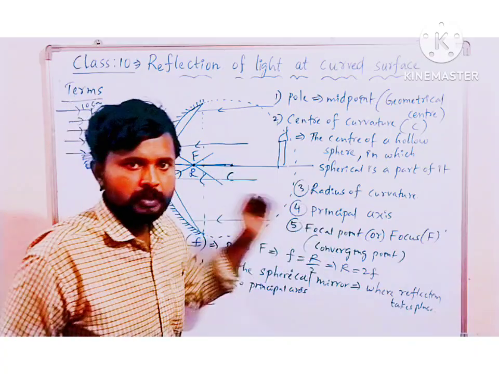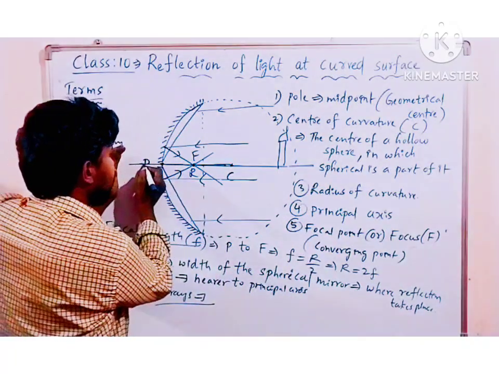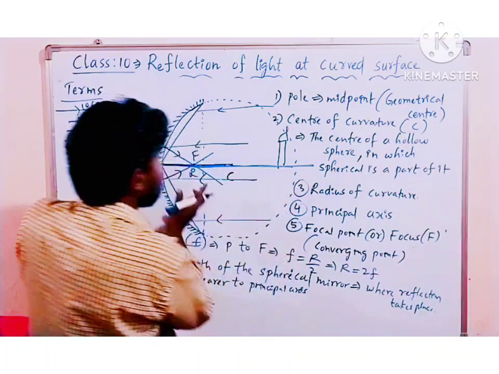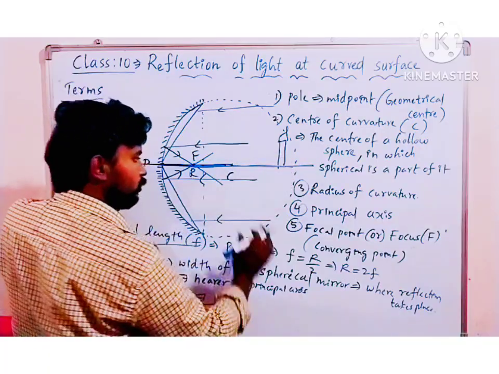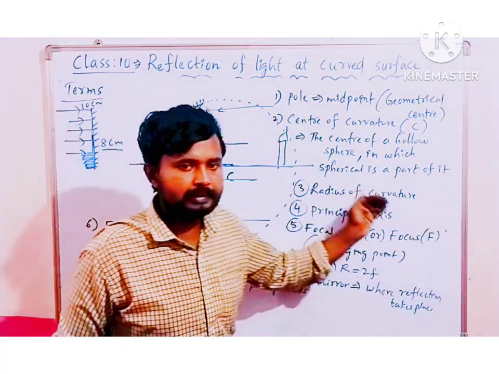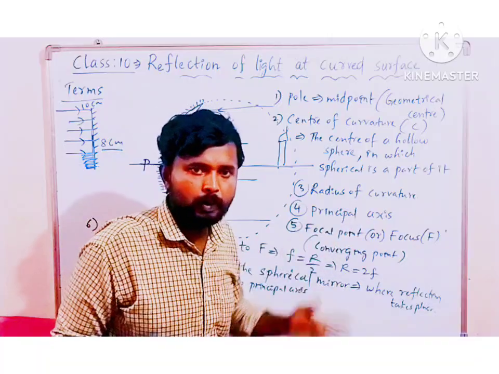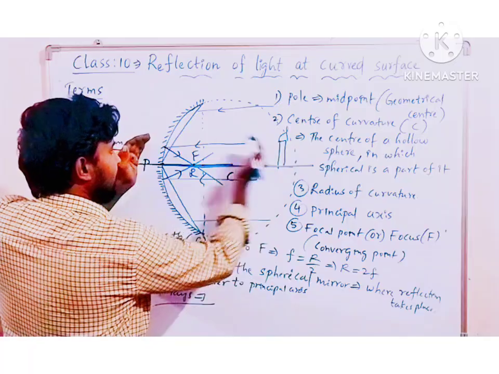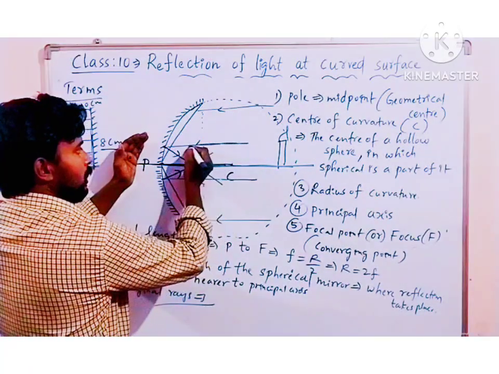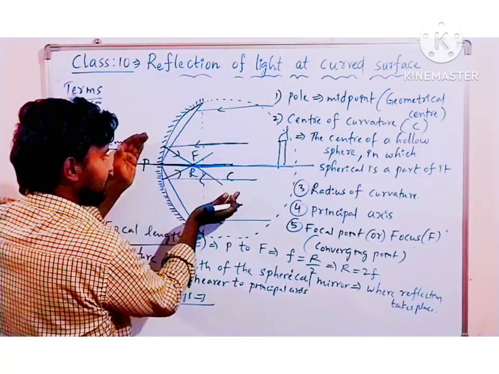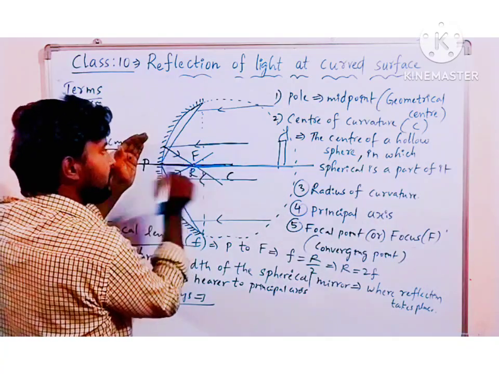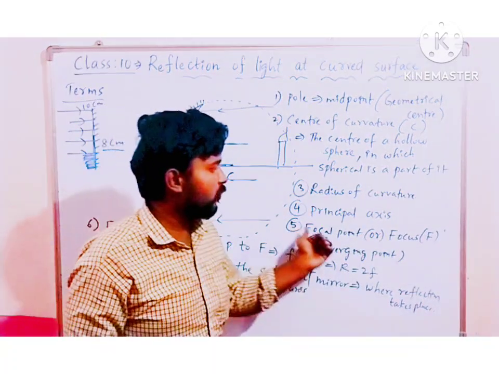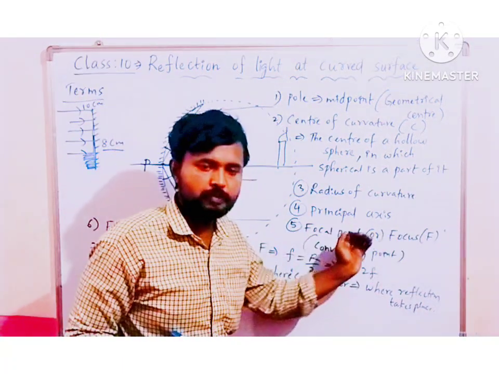Next, principal axis. Principal axis means an imaginary horizontal line which passes from the pole to the center of curvature. Next, focal point. Focal point is nothing but a converging point. When parallel light rays fall on the mirror, after reflection they are meeting at one point on the principal axis. This point is called the focal point, or focus, or principal focus.